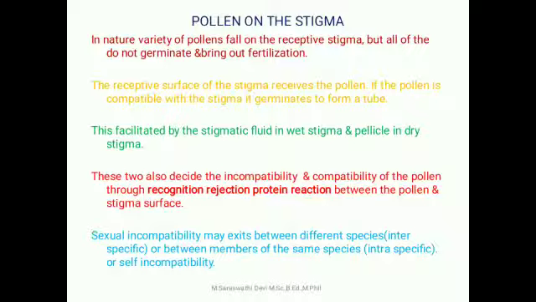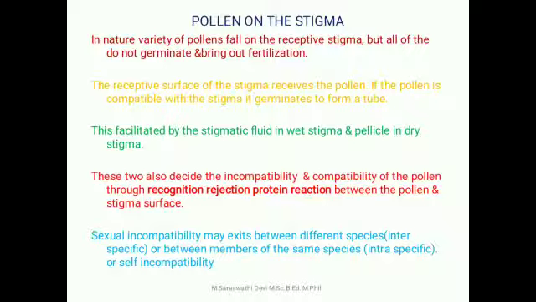These two decide the incompatibility and compatibility of the pollen, through the recognition-rejection protein reaction between the pollen and stigma surface. Sexual incompatibility may exist between two different species, that is interspecific, or between members of the same species, that is intraspecific, or self-incompatibility.